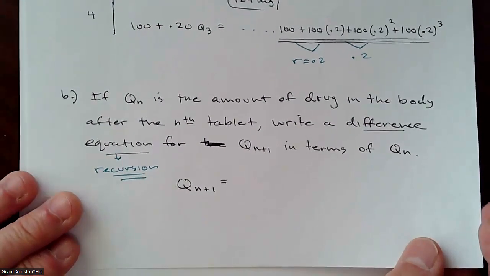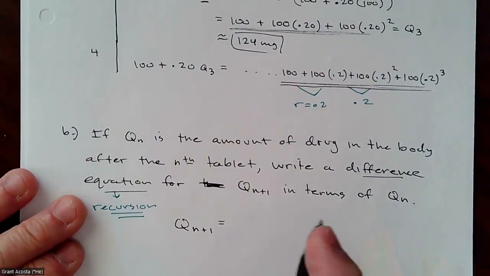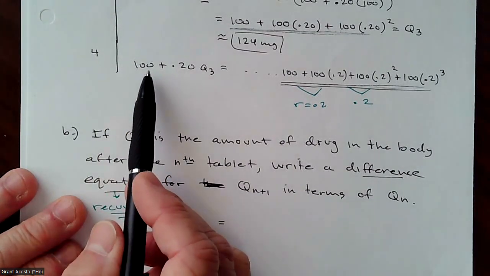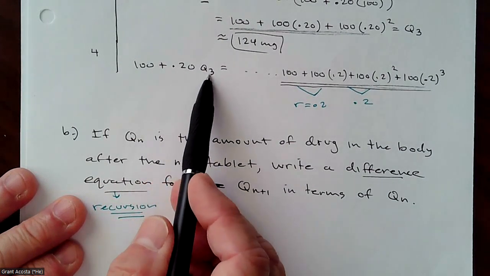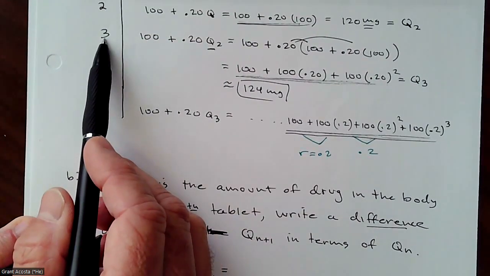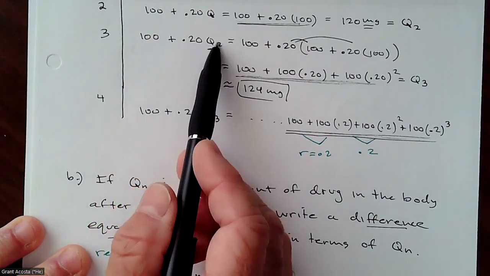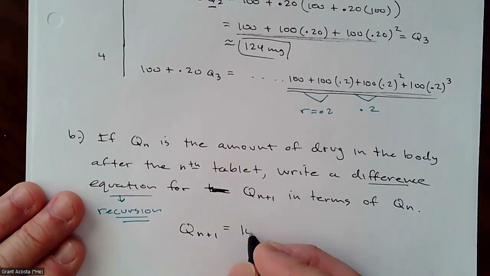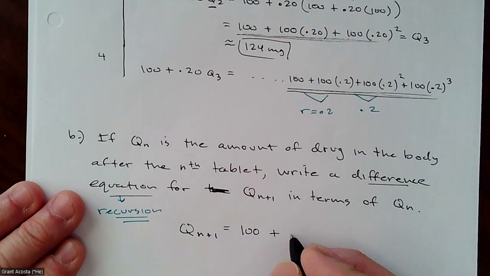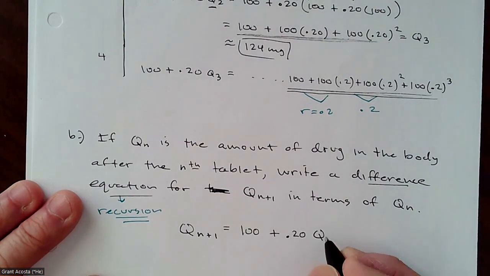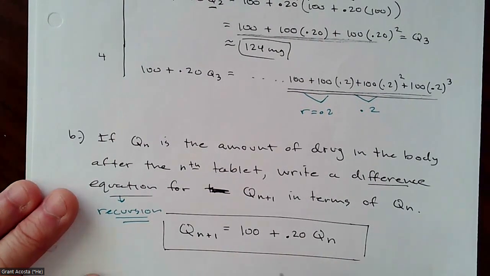Well, we've kind of seen, let's slide this back down. When n is 4, Q sub n, if I want to know how much after the 4th dose, it's going to be 100 plus 0.2 times however much was there after the 3rd dose. For the 3rd dose, it's 100 plus 0.2 times however much was in the previous dose, right? So this pattern is always going to tell you how much drug is in the body. It's going to be 100 plus 0.2 times the amount of drug that was in the body after the previous dose.